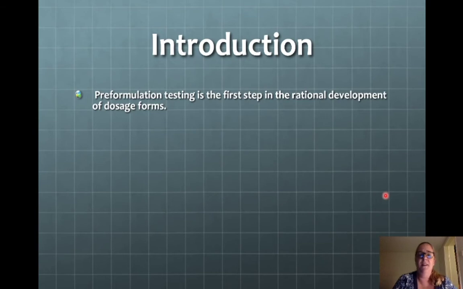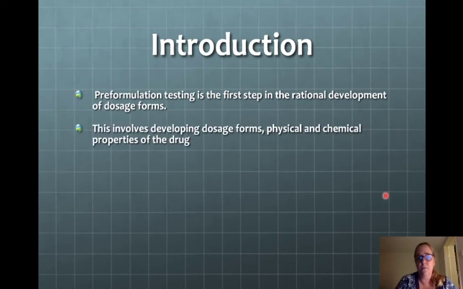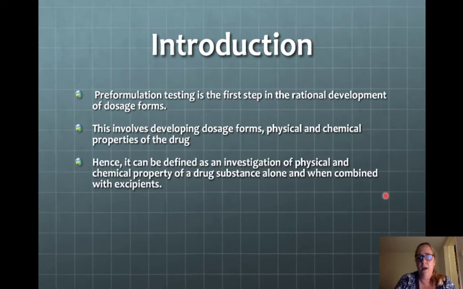The pre-formulation testing is the first step in the rational development of dosage forms. This involves developing a dosage form, and it's having the physical and chemical properties of the drug. It's actually defined as an investigation of the physical and chemical property of the drug substance alone, and also when combined with something called excipients. So these are the things that we add to the drug capsule.